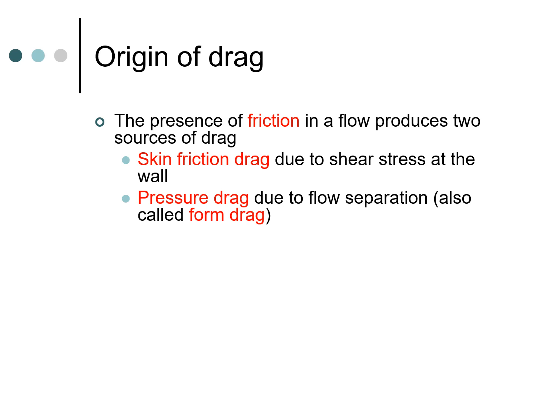Now, let's look at the sources of drag. Till now, we have realized that friction is the key cause of drag, and friction is ubiquitous as far as the real world is concerned. The presence of friction in the flow produces two sources of drag. There is skin friction drag due to shear stresses at the wall, and there is pressure drag due to flow separation. This is also sometimes known as form drag.